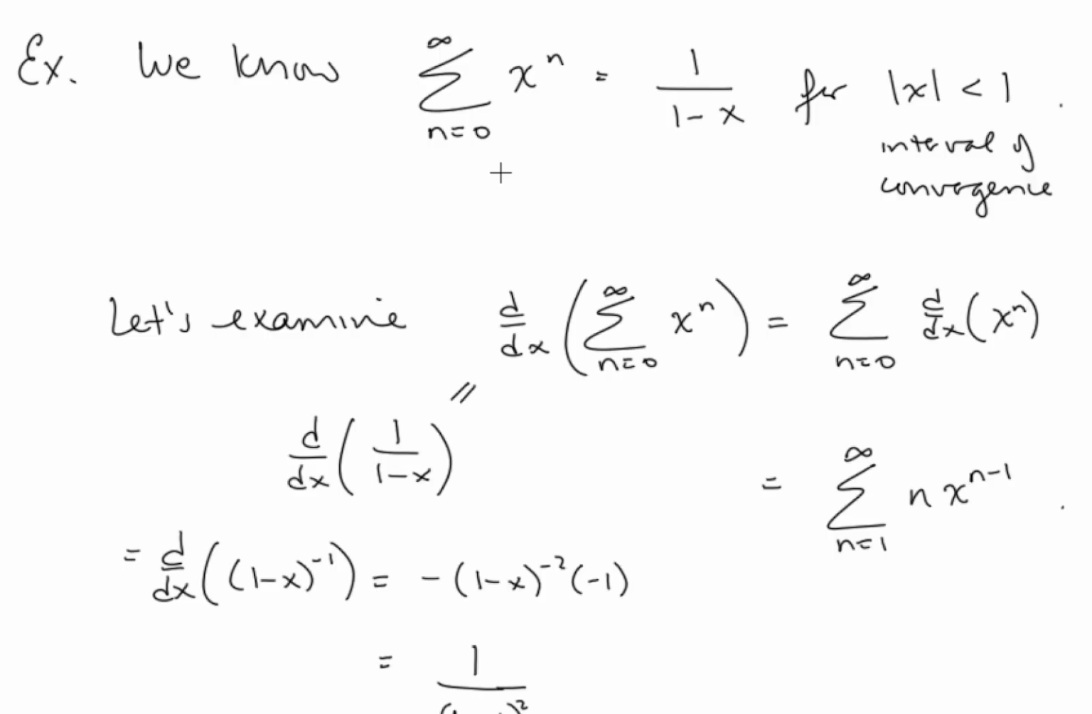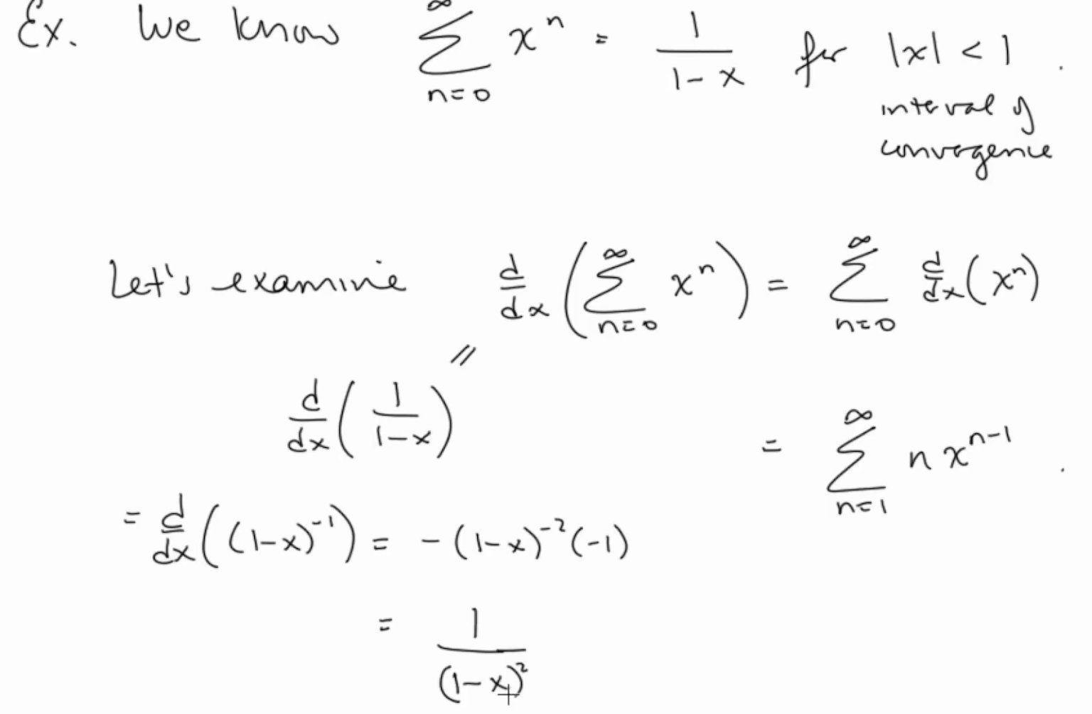Now for the series that we were looking at above, summation x to the n, which converges to 1 over 1 minus x for absolute value of x less than 1, let's take a look at the derivative of this series and the antiderivative of this series. So first let's take a look at the derivative of this series. Now we know that that should be the derivative of 1 over 1 minus x, and that's 1 over (1 minus x) squared.